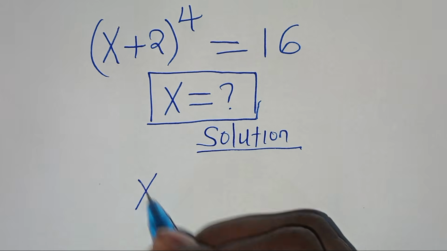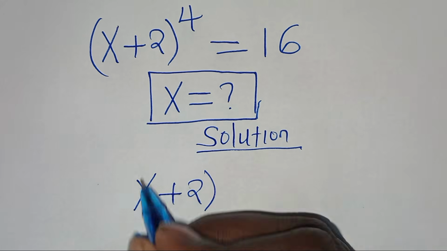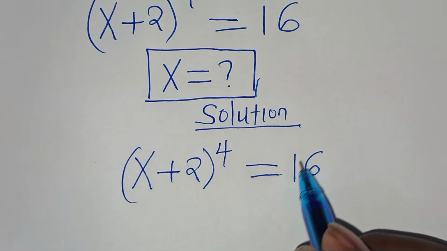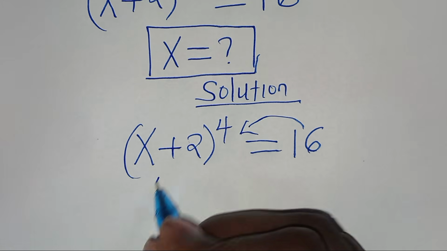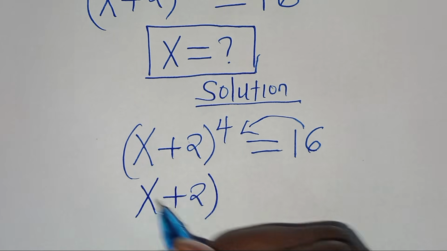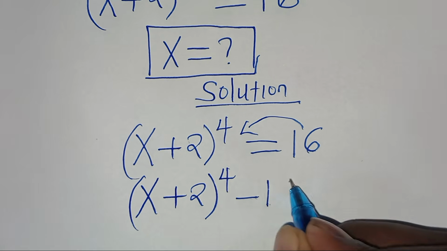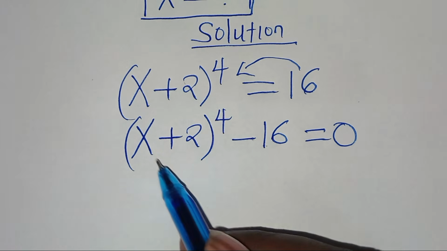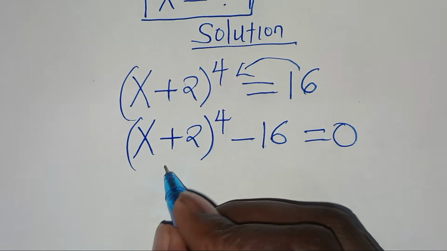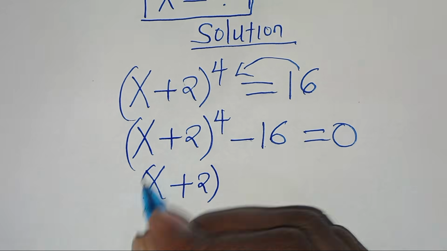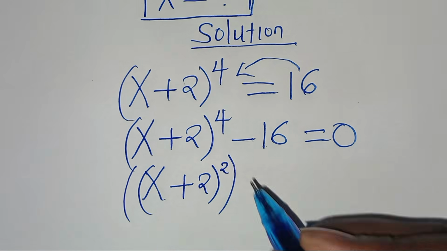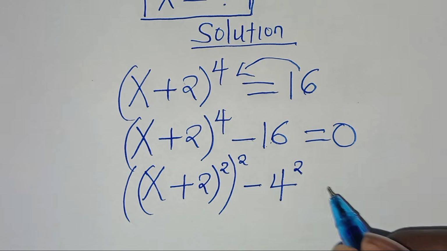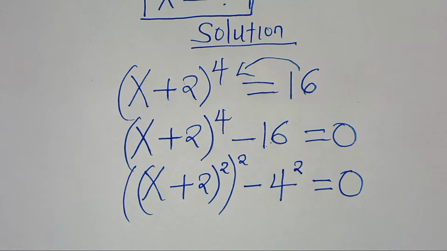So we have (x + 2)^4 equals 16. Now the first step is to take 16 to the left hand side, so that we have (x + 2)^4 - 16 equals 0. Now, we can express (x + 2)^4 as ((x + 2)^2)^2, subtract 16, which is the same thing as 4^2. This is equal to 0.